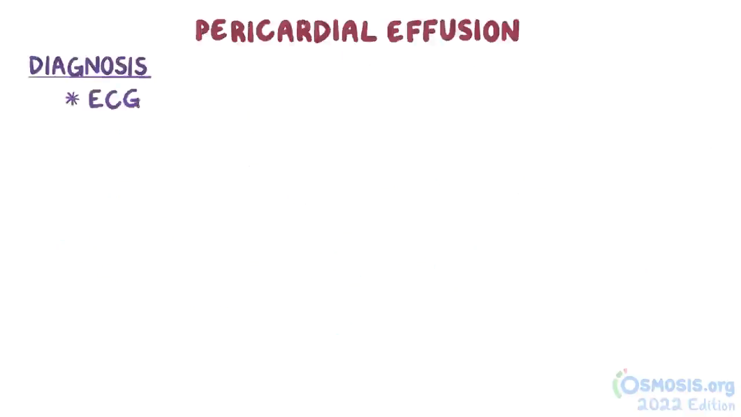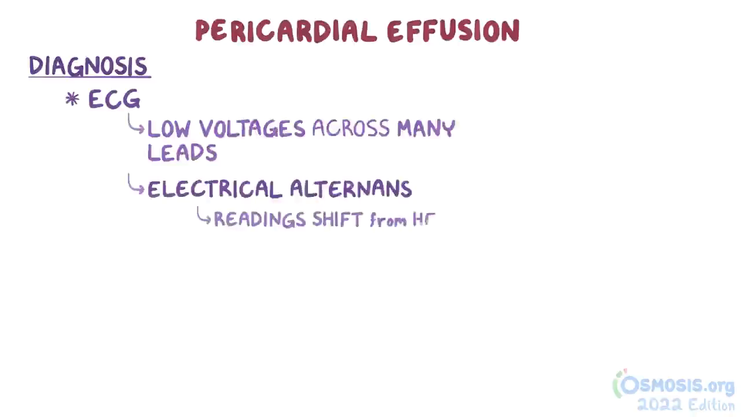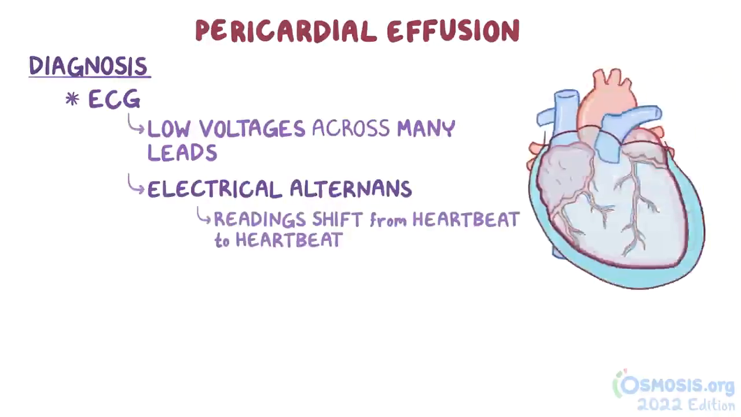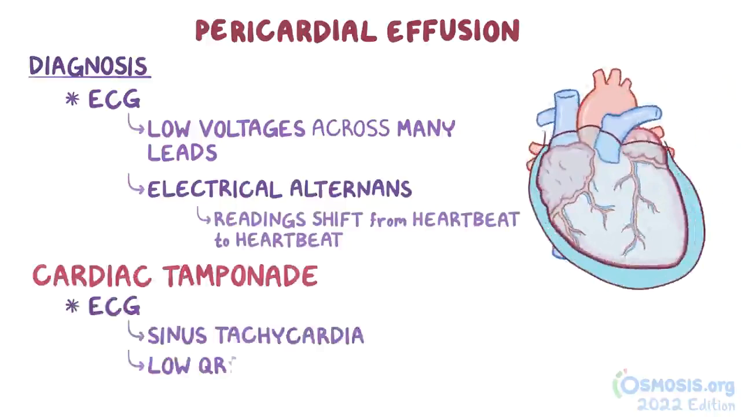On ECG, a large effusion can cause low voltages across many of the leads due to the increased distance from the chest leads. It can also cause electrical alternans, which is where the readings shift from heartbeat to heartbeat due to the heart jiggling around a bit with the effusion. And in cardiac tamponade, classic ECG findings include sinus tachycardia and a low QRS complex voltage.